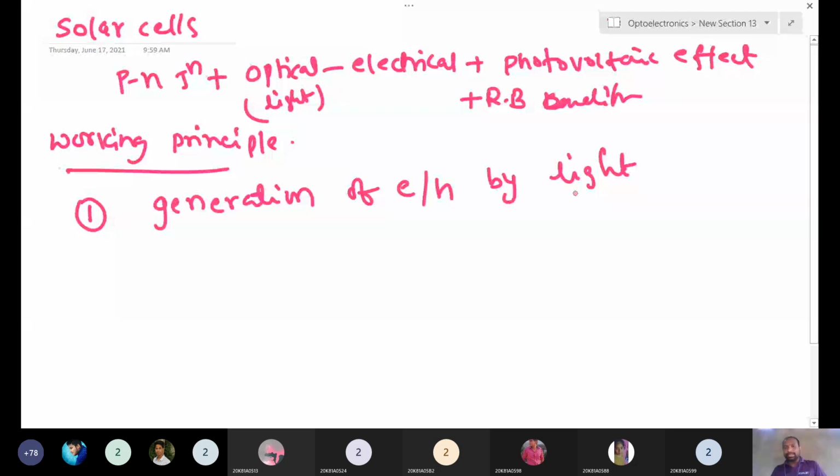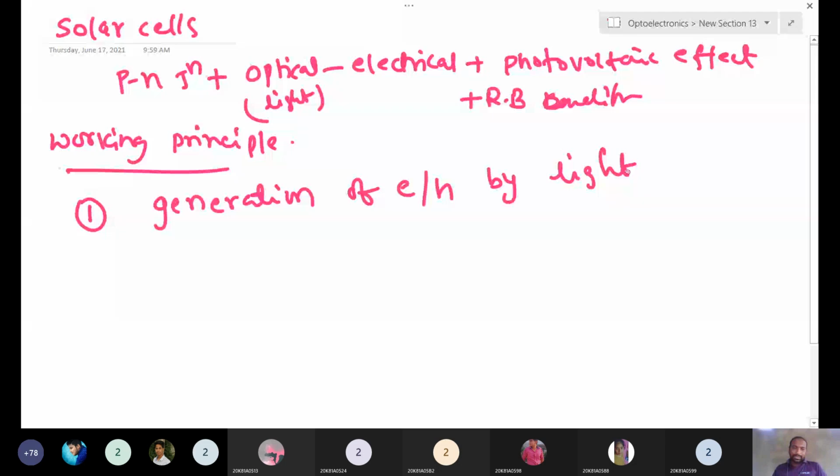This light intensity is equal to the sunlight intensity, that is 100 watt per meter square, or 1000 milliwatt per meter square. This is the irradiance we get from sunlight. First we generate electrons and holes.